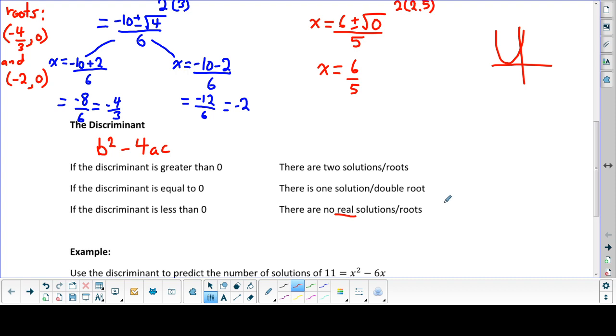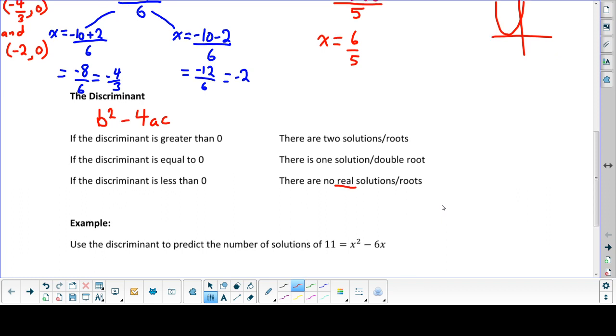The real has to do with the fact that we can't square root negative numbers. When you go to university, if you're doing math stuff, you might learn about imaginary or complex numbers, in which case you can square root negative numbers, or you kind of can, and you do some trickery around that. Okay, but those are not real numbers. Real numbers can't square root negatives. So we say there's no real solutions or roots.